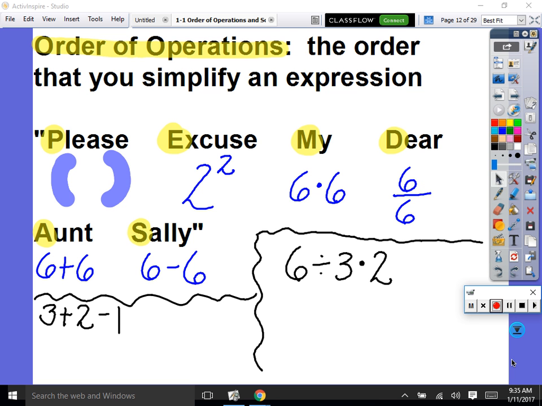So please stands for parentheses. See right here? There's parentheses. So what you see when you look at parentheses, you look at those and say, I've got to look inside those and do everything in there first. Does everybody understand? Then excuse.